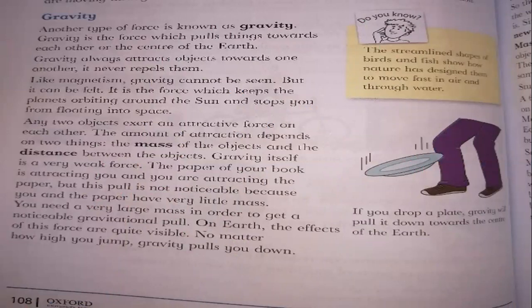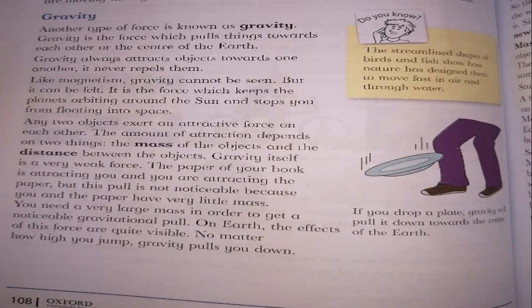Another type of force is known as gravity. Gravity is the force which pulls things towards each other or the center of the earth. Gravity always attracts objects towards one another. It never repels them. Like magnetism, gravity cannot be seen, but it can be felt.